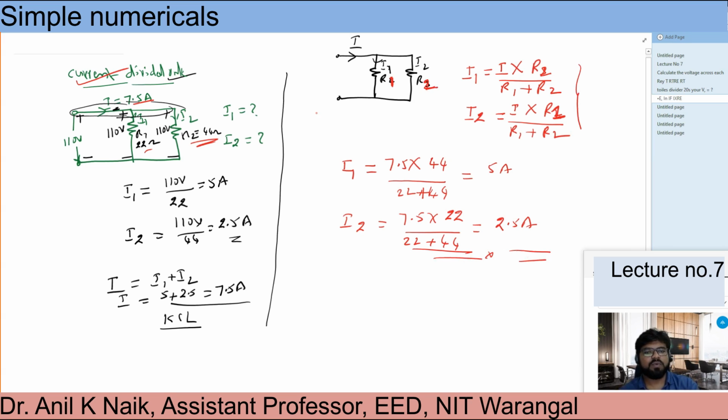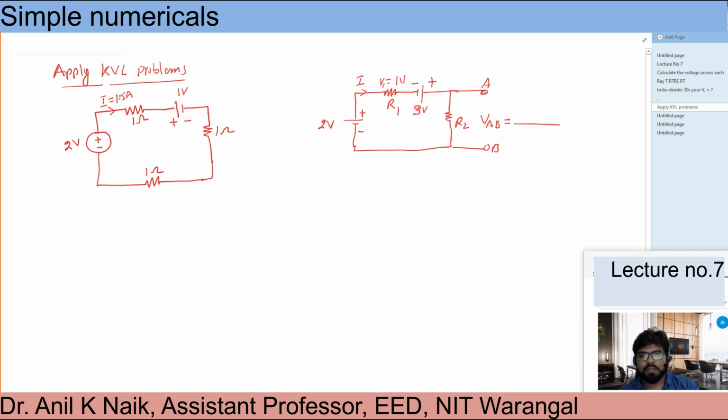So here, if you remember this division technique rule, you can apply these formulas directly and calculate. Otherwise, you have to follow your standard rules: use Ohm's law, KVL and KCL. You need to remember and apply them, and calculate these particular parameters here. Now we're going to see some KVL application in circuits.